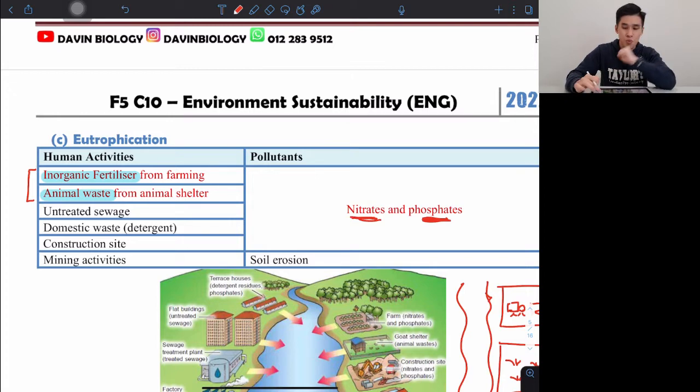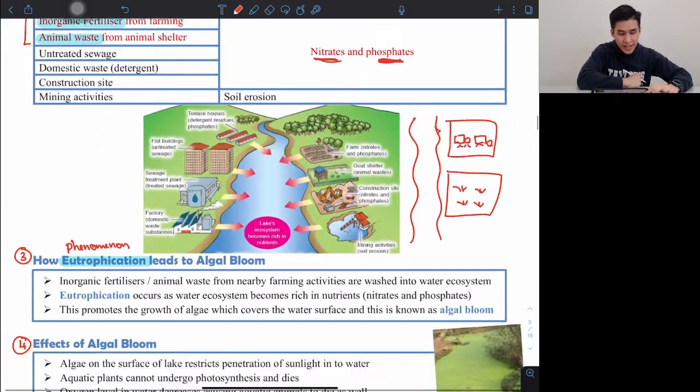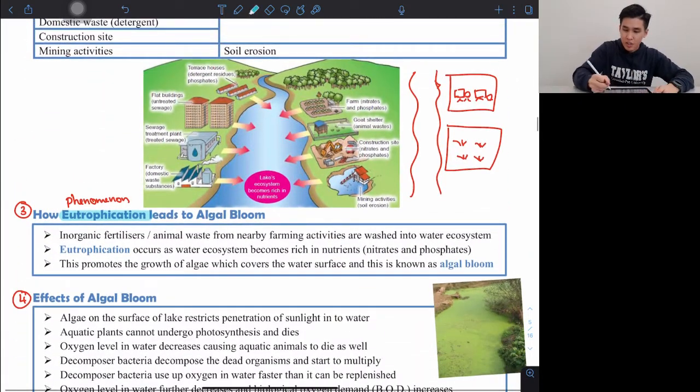Now, how do they end up in the river? It could be due to rain. They wash this substance into the nearby river. As I say here, it will wash into the water ecosystem. The fertilizers and the waste wash into the water, causing the water to be rich in nutrients. So this is called eutrophication.